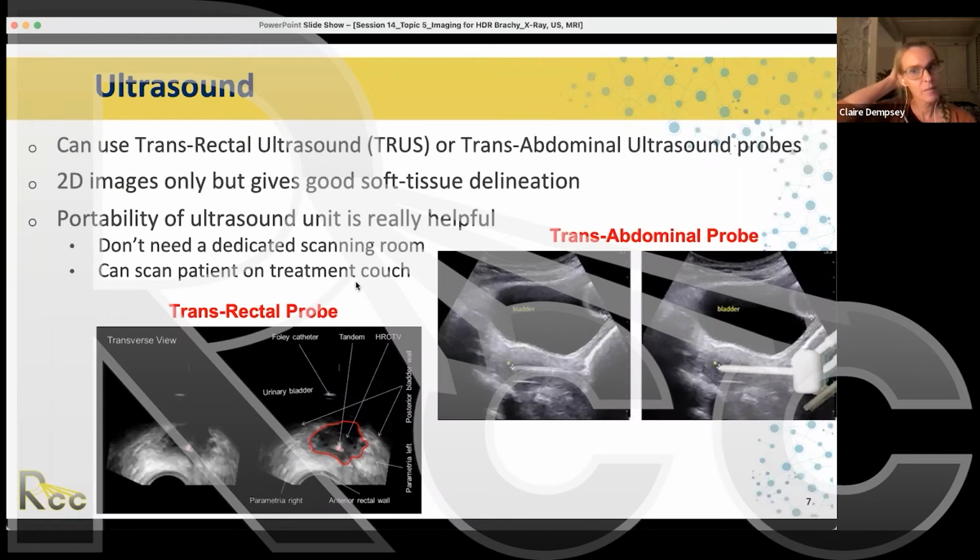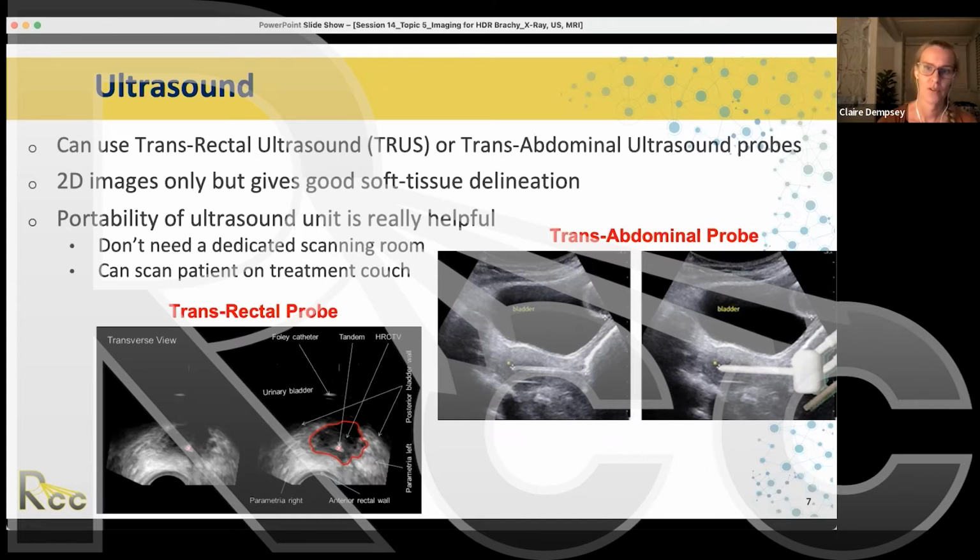So another imaging modality that we can use in brachytherapy is ultrasound. And there are two different types. So you could have your transrectal ultrasound, your TRUS ultrasound, or you can have transabdominal ultrasound. Either one is okay for gynae brachytherapy. Sometimes it's radiation oncologist preference.